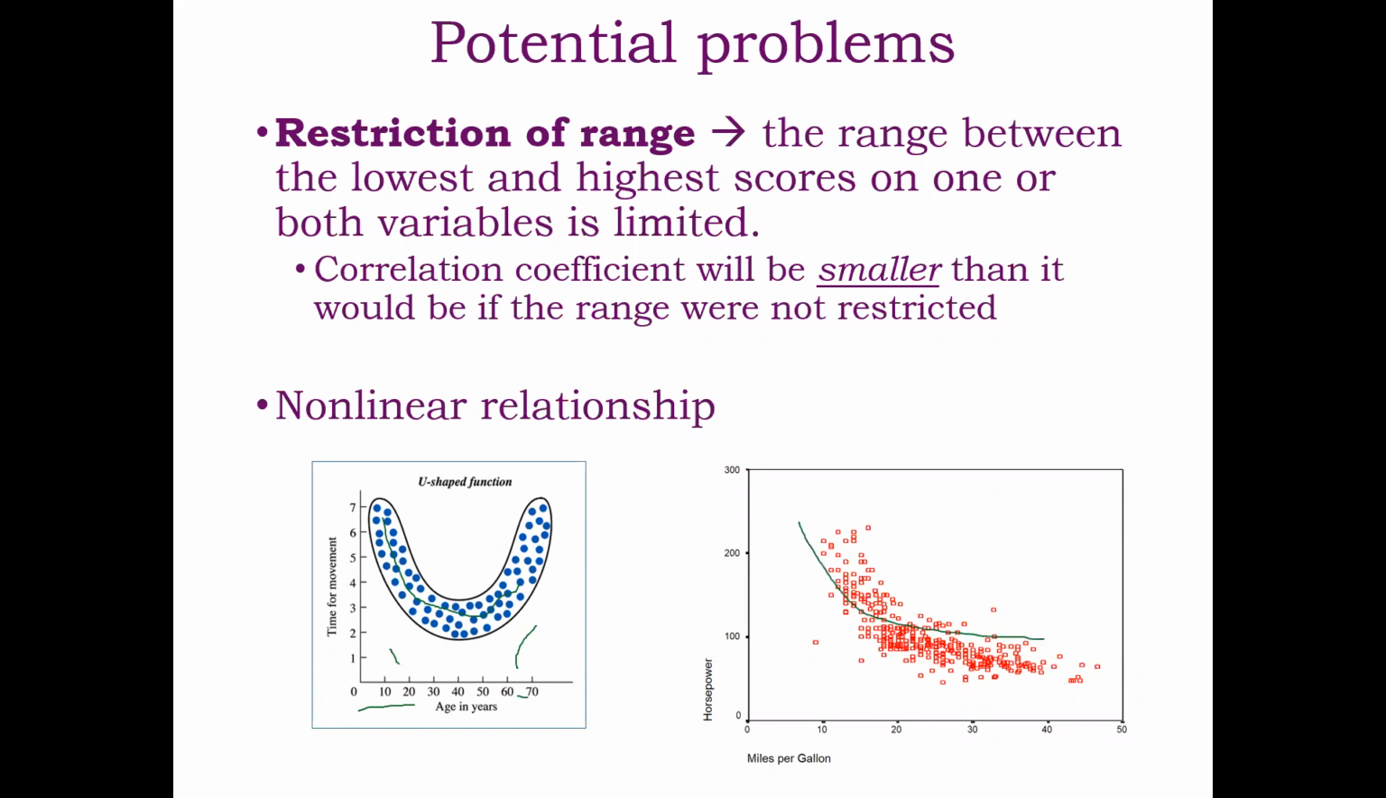Another big issue that we haven't talked about yet is restriction of range. Okay, when the range between the lowest and highest scores on one or both variables is limited, the correlation coefficient is going to be weaker or smaller than it would be if the range were not restricted. And we'll have an example of that later.